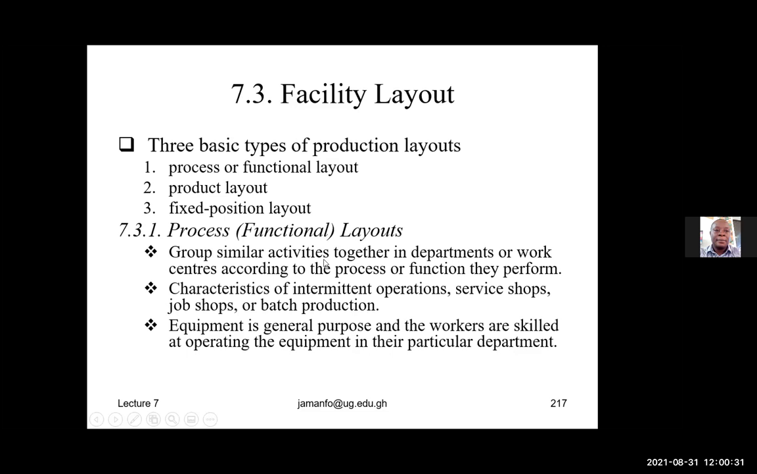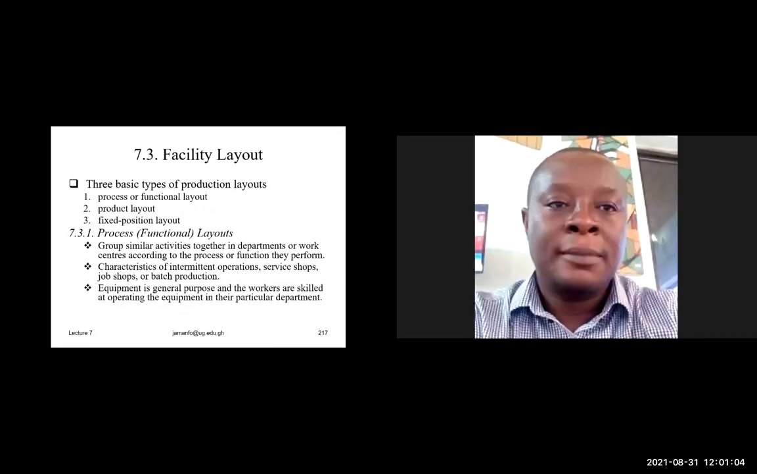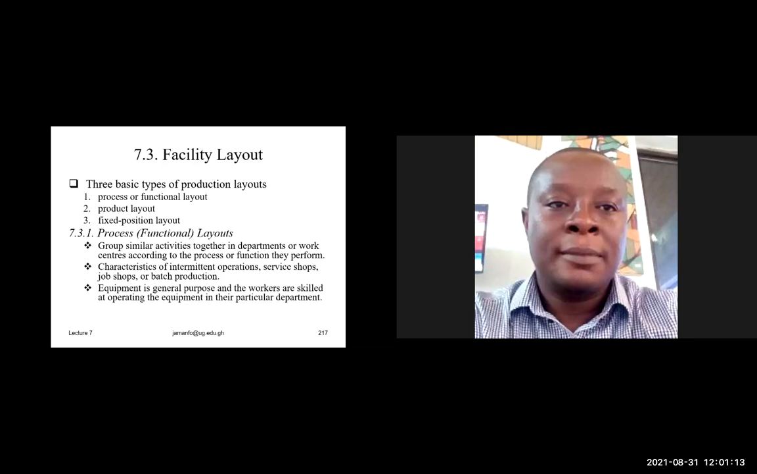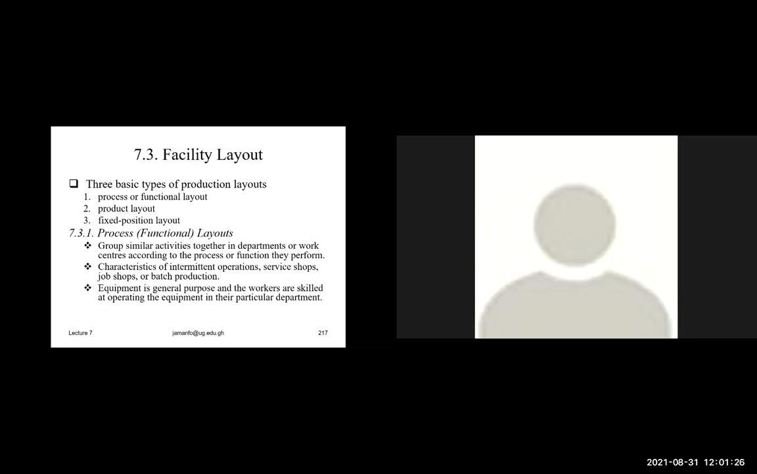This is a layout where we group similar activities together in departments or work centers according to the process or function they perform. Do you think this layout applies to the way we arrange our homes? Knife, cooking utensils, fire, are these items commonly used together? Yes. And so where would we find these? In the kitchen.